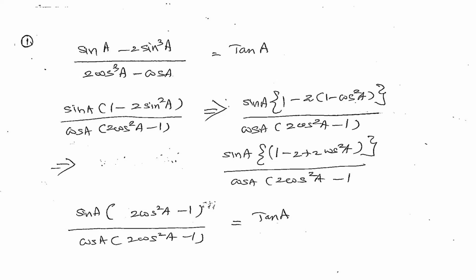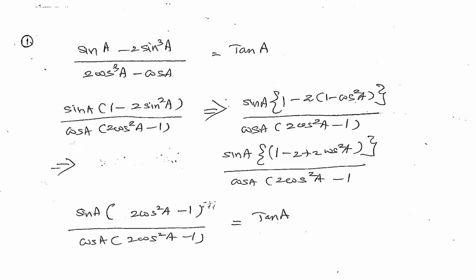In the numerator, sin a is common. So, if you take sin a out, sin a into (1 minus 2 sin squared a), by cos a into (2 cos squared a minus 1). The numerator becomes sin a within bracket 1 minus 2 into (1 minus cos squared a), since sin squared a is equal to 1 minus cos squared a. And in the denominator, we leave it as it is, cos a into (2 cos squared a minus 1).